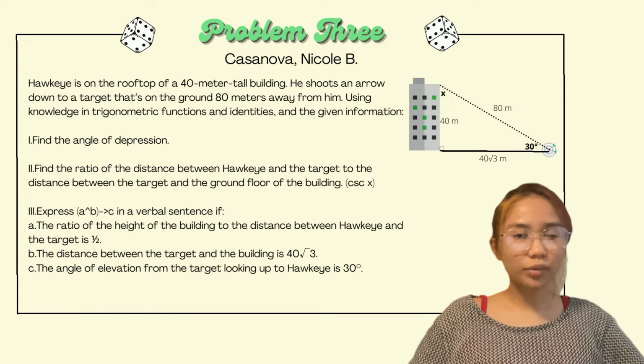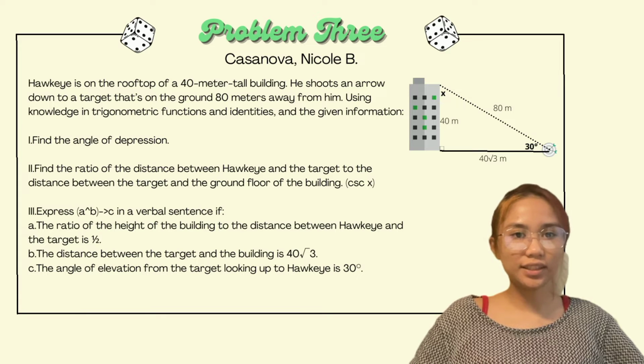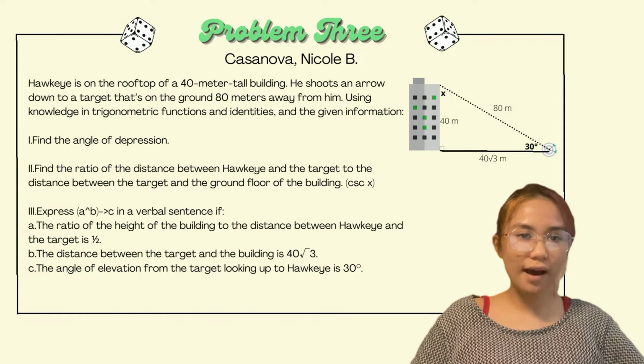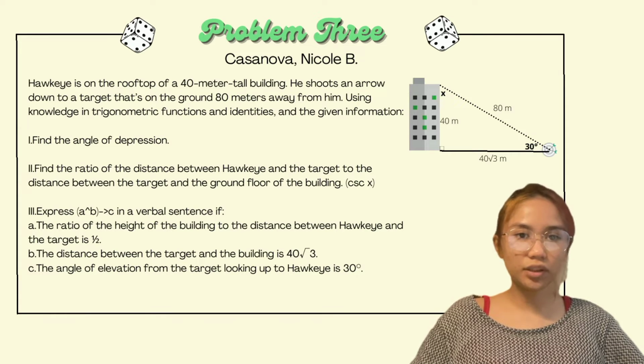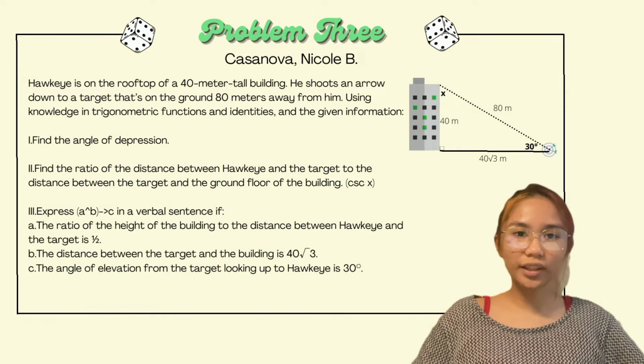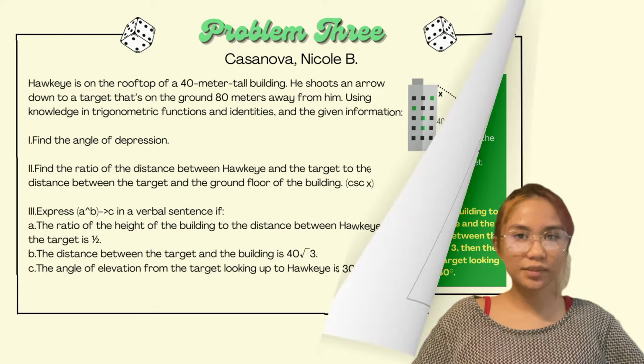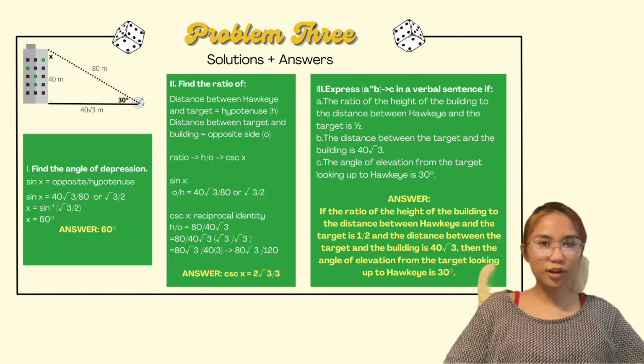If A, the ratio of the height of the building to the distance between Hawkeye and the target is 1/2. Letter B, the distance between the target and the building is 40 square root of 3 meters. And letter C, the angle of elevation from the target looking up to Hawkeye is 30 degrees. So now let us solve for them.